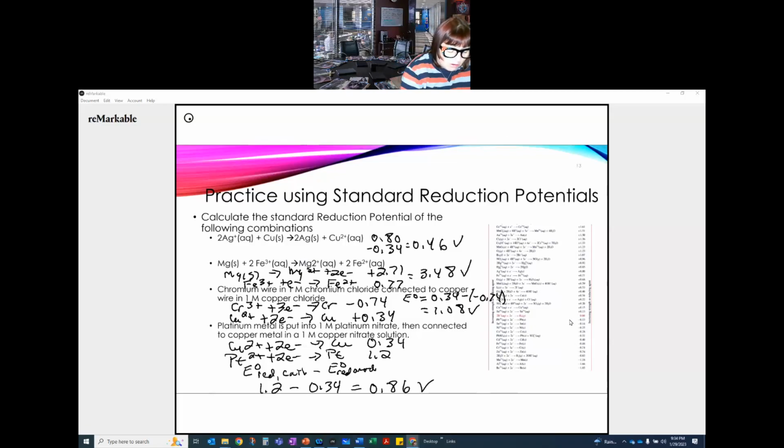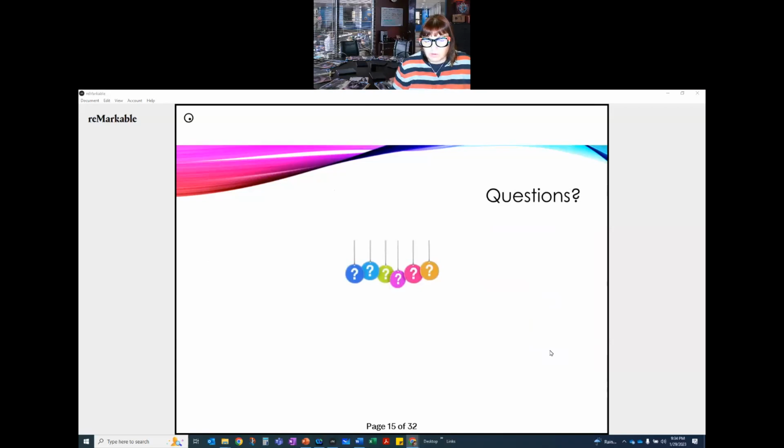Okay, so that's how we're going to practice with our standard reduction potentials. Awesome. Questions, comments, problems, anything with voltaic cells? So we're trying to establish what the standard values are for the cells that we've been asking about. What are the values? Okay.